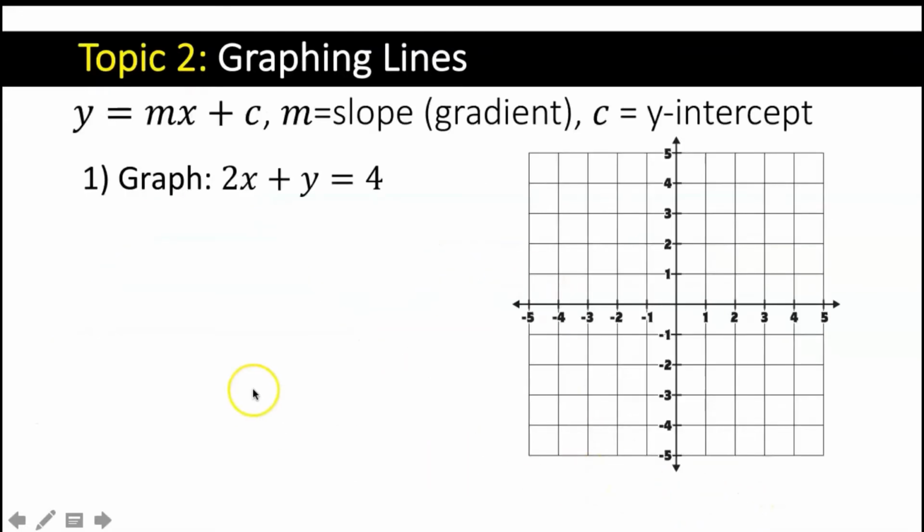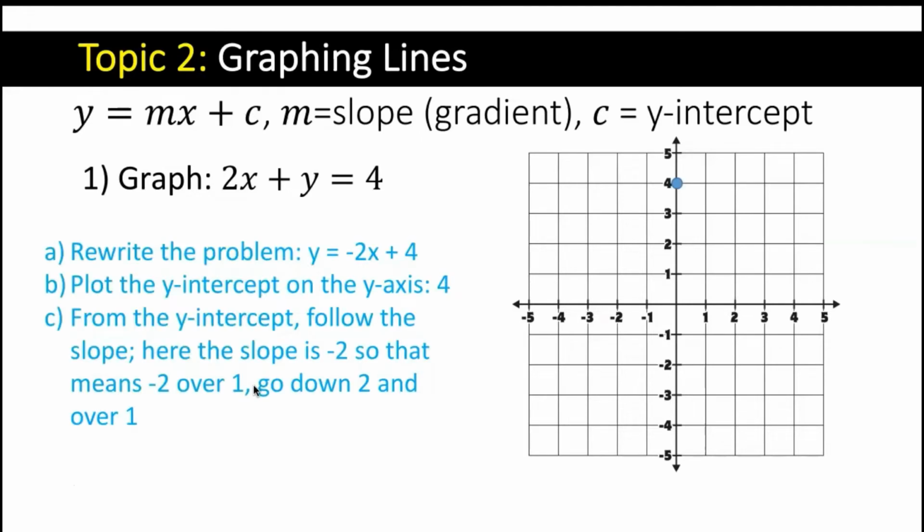So here are our first examples. There's 4 examples on graphing lines. Remember, y equals mx plus c. The slope or the gradient is m, and c is the y-intercept. So the first thing that we are going to do when we have to graph, like in this case, 2x plus y equals 4, is that we have to set the equation into slope-intercept form, gradient-intercept form.